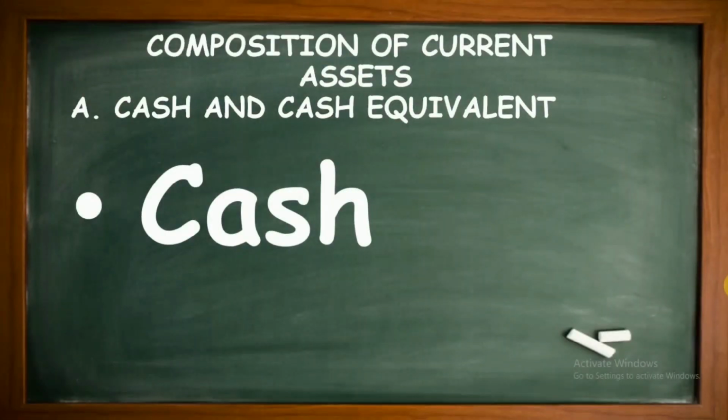Compositions of current asset. A. Cash and cash equivalent. Cash. So, ang cash, ano nga ba ang cash? Cash indicates as current asset. Cash ay bills, coins, bank balance, money order, at iba pa. And cash is the most liquid asset a company can possess. And it is any medium of exchange that a bank will accept at face value.